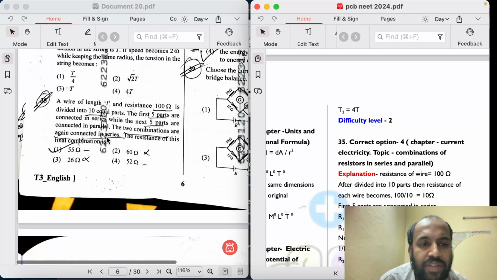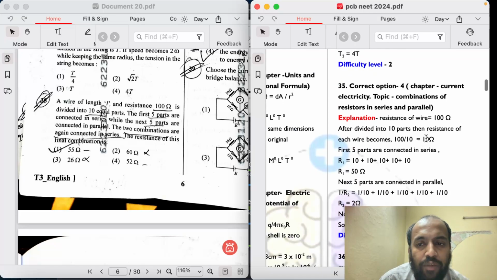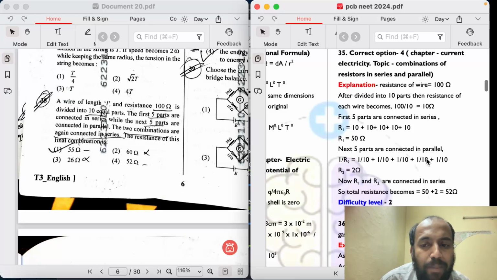Question number 35. It says a wire of length L and resistance 100 ohm, so the entire wire has a resistance of 100 ohm, is divided into 10 equal parts. That means one part will have 100 by 10, that is 10 ohm of resistance. The first 5 parts are connected in series. If resistances are connected in series, the total will be just the addition of them, so for the first part it is 50 ohm, while the next 5 parts are connected in parallel. So you take the reciprocal, add them up, and then take the reciprocal, and you are going to get 2 ohm. So for series it's 50 ohm, for parallel it's 2 ohm.